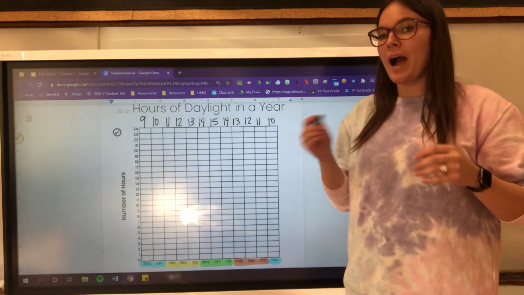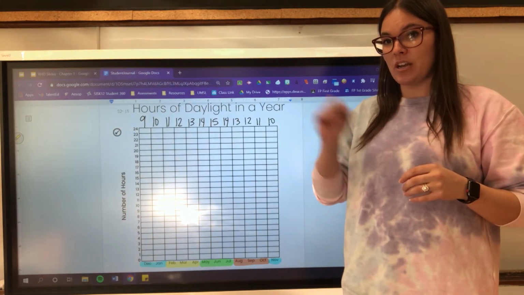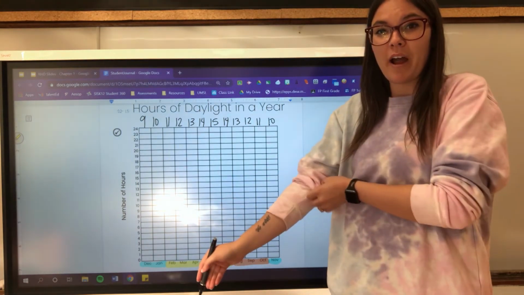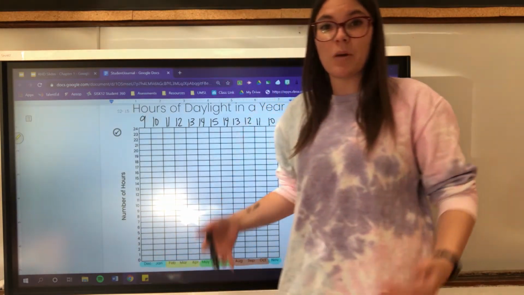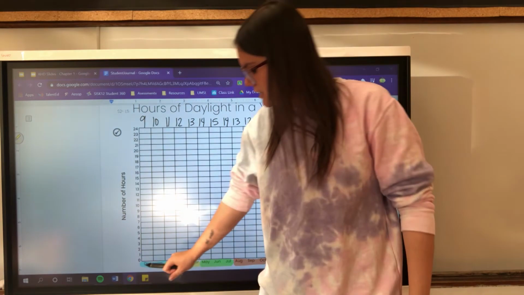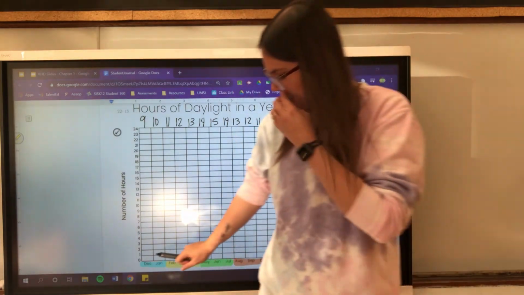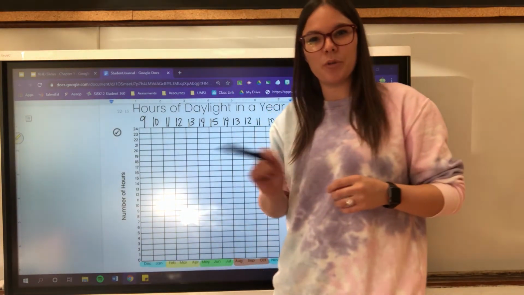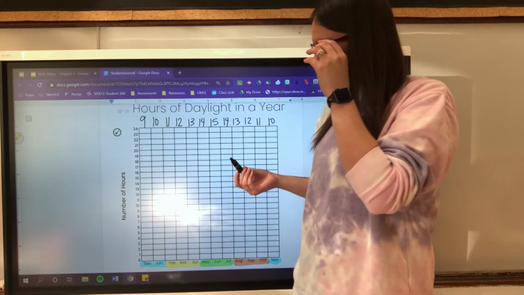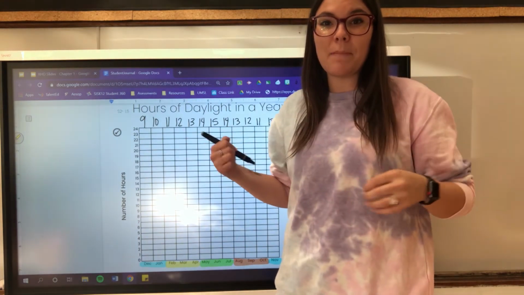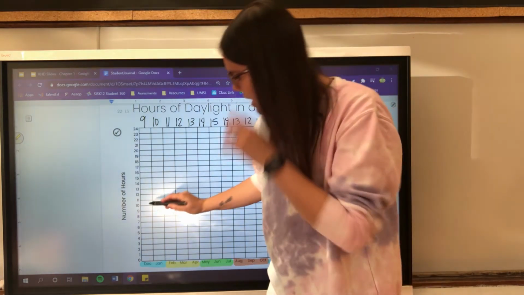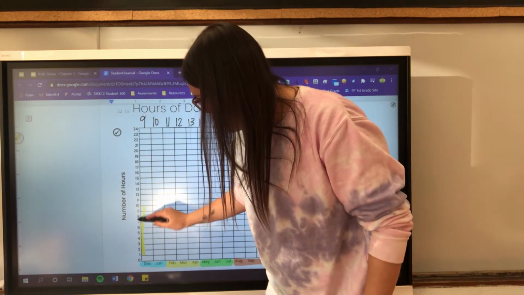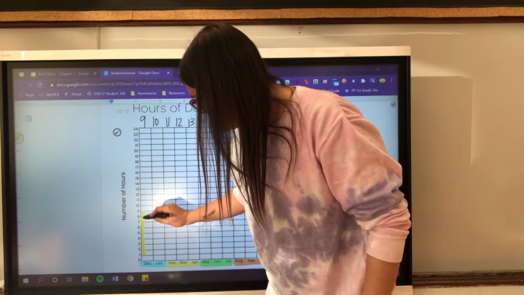Okay, so I have a yellow marker. I'm just going to color in bar graphs for each month. The first one that we have here is December, which is a winter month, and that's why you see that November, December, and January are bluish because those are our winter months. And in December, we get about 9 daylight hours every day. So let's go ahead and color all the way to 9.